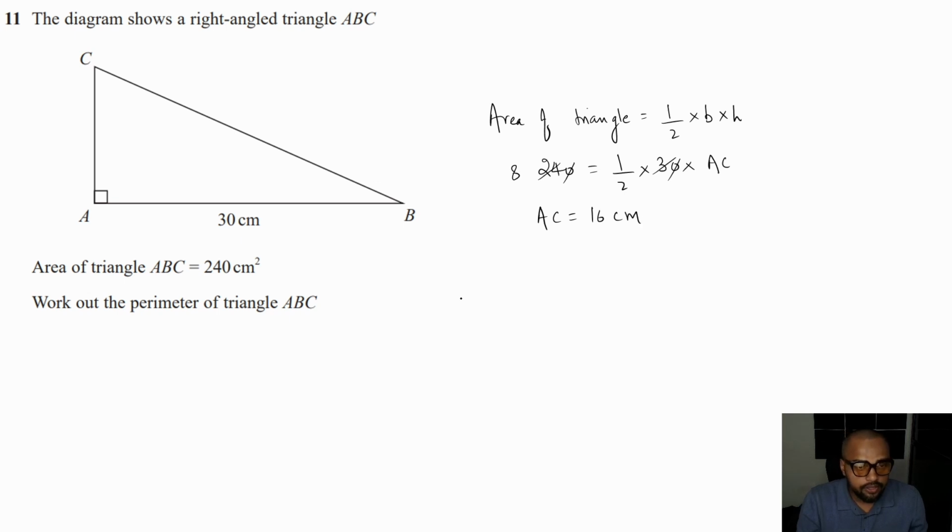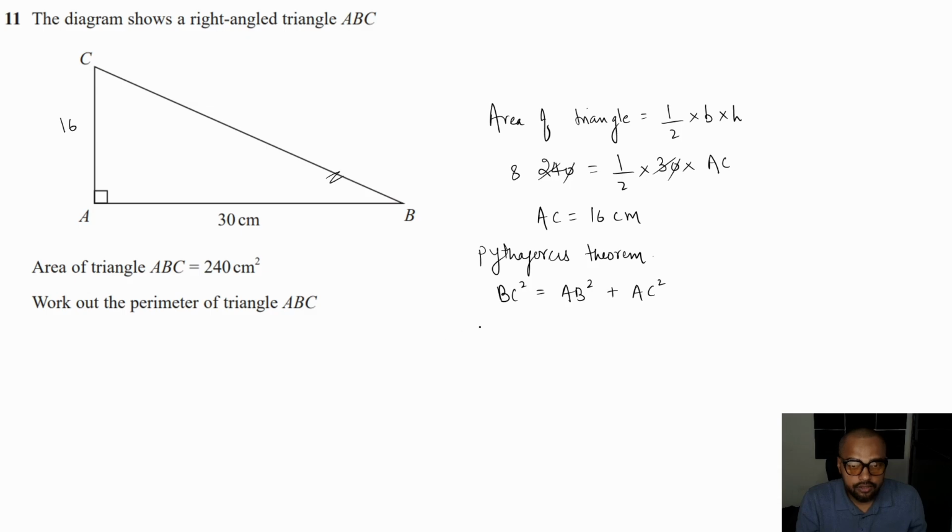Okay, work out the perimeter of the triangle. So AC we are getting as 16. Since it is a right angle triangle, we'll be applying the Pythagoras theorem. Why are we applying Pythagoras theorem here? Because we need to find the perimeter, and for perimeter, BC is missing. So BC square, meaning hypotenuse square, will be equal to AB square plus AC square, adjacent square plus base square.